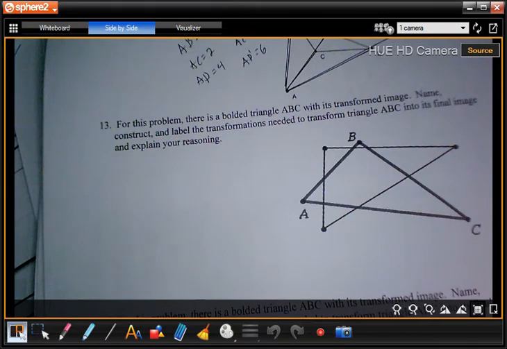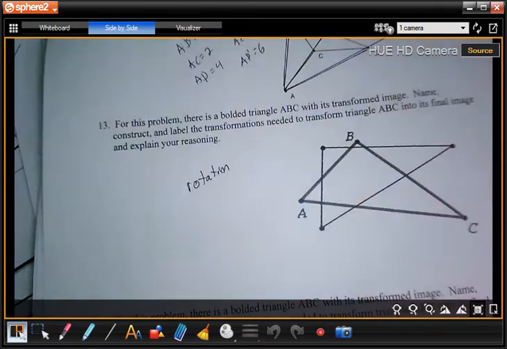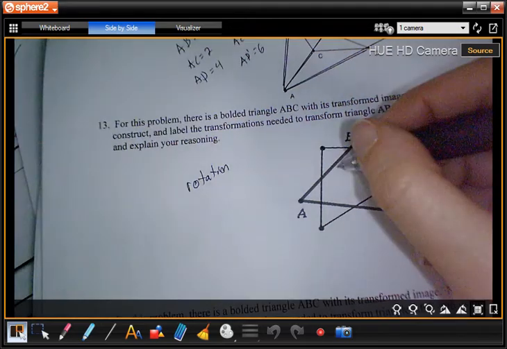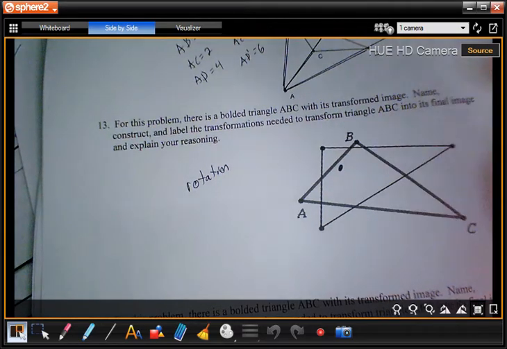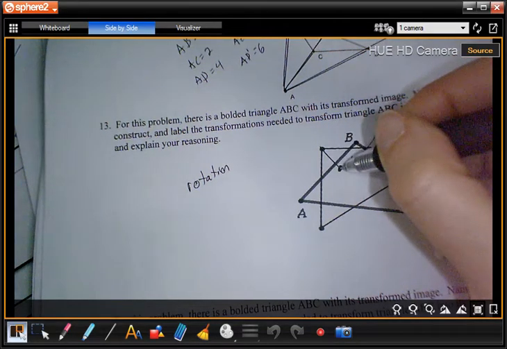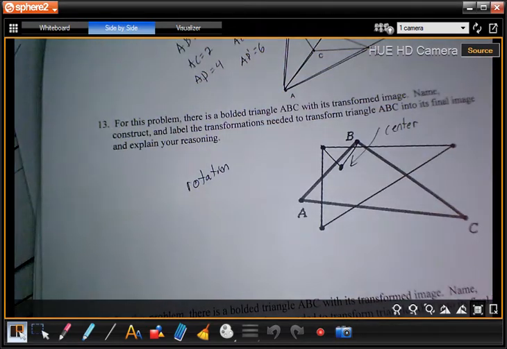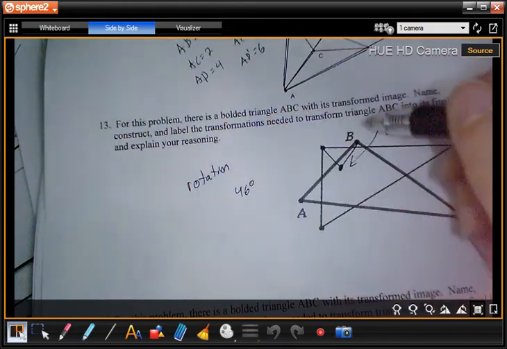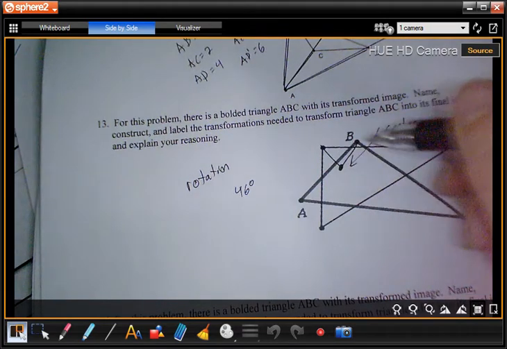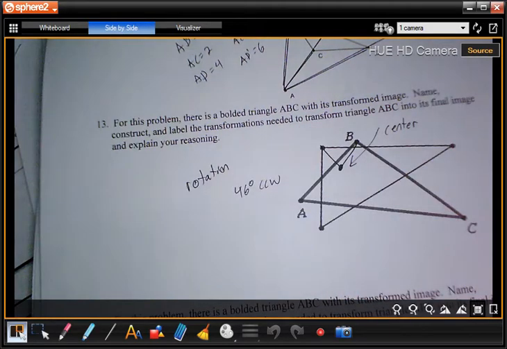Number 13. What happens? Is it a translation, rotation, reflection, or dilation? Rotation. I find that patty paper works best for this to find the center, but the center is around here. Okay? So I've marked that as the center. So I'm going to draw a little angle right there, measure that angle. I get around, what do you guys say, 40 degrees? 46 degrees? And I'm going from here to here. Is that clockwise or counterclockwise? Counterclockwise. And you're done.